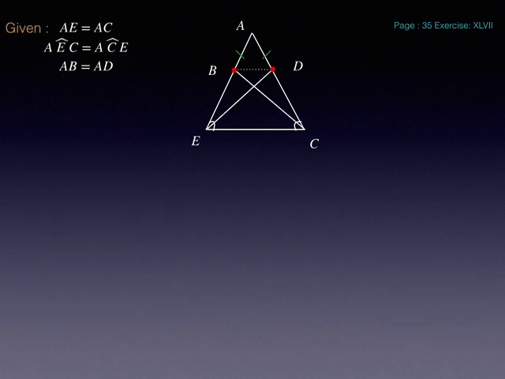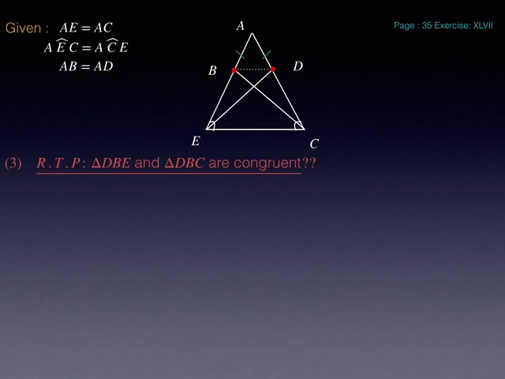So now moving to part 3, required to prove the two triangles DBE and DBC are congruent. The first thing to do is to join the two points B and D. The first thing to realize is that the two sides DE equals BC, where DE is a side in triangle DBE and BC is a side in triangle DBC, and these sides are equal, proved by part 2.